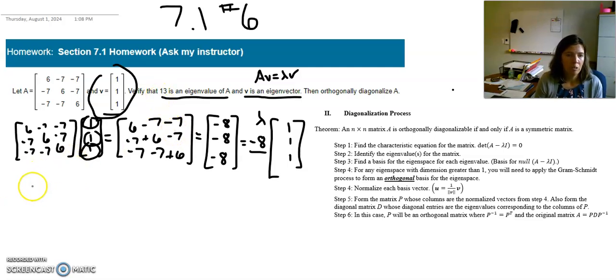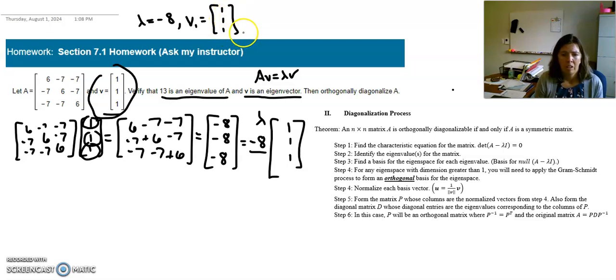Okay, so I'm thinking about where I want to collect this information. Let me erase this, and I'll write down the stuff I want to remember up here. So we found one eigenvalue, -8, that goes with an eigenvector. I'll call this one v1, 1, 1, 1.